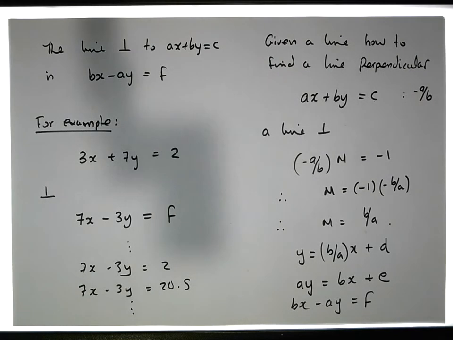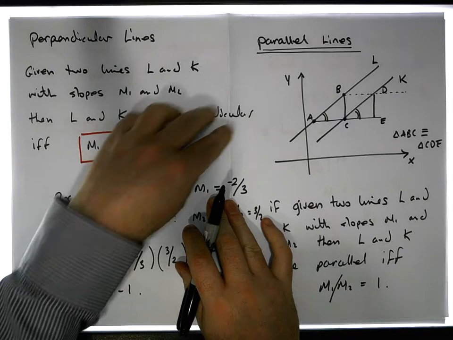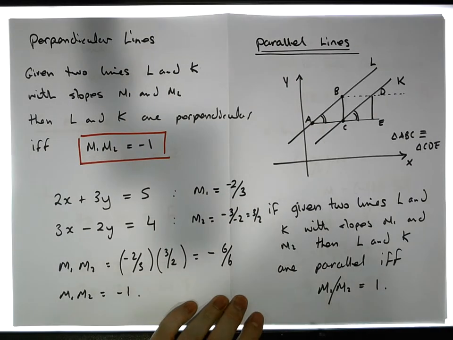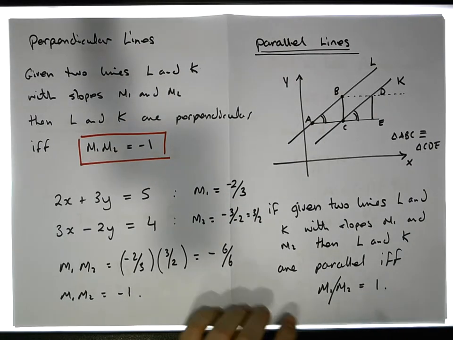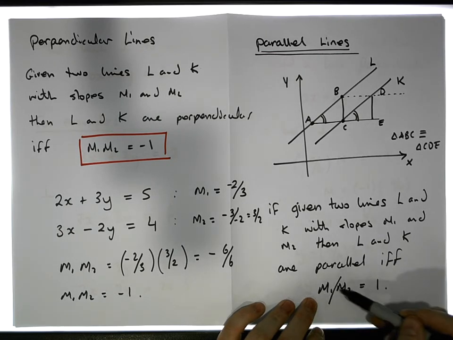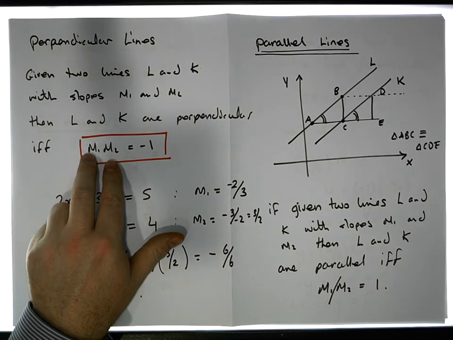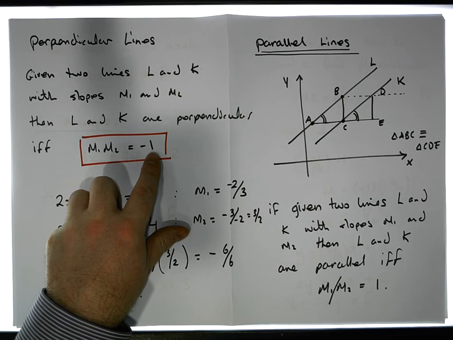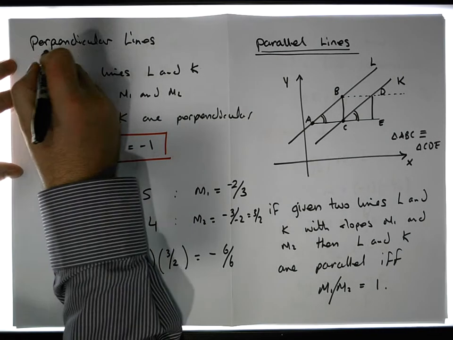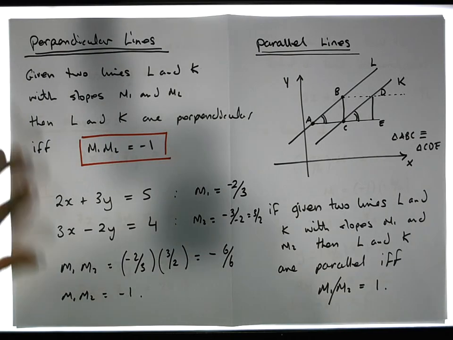Okay guys, just a quick recap here. What I was really saying is that lines that are parallel to each other have the same slope, which means that when you divide one line's slope by the other's, you should get 1. They're the same, m1 must be the same as m2, so that gives you 1. And lines that are perpendicular to each other, when you multiply the two slopes, you should get minus 1. These are two really important identities for us.